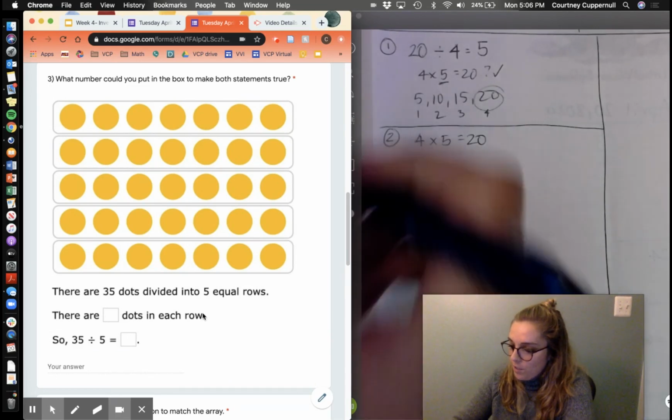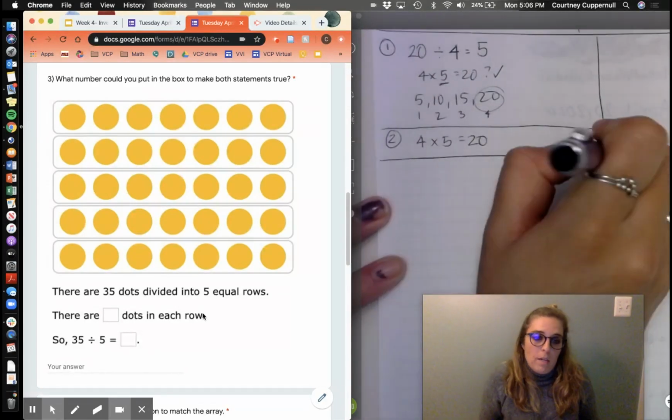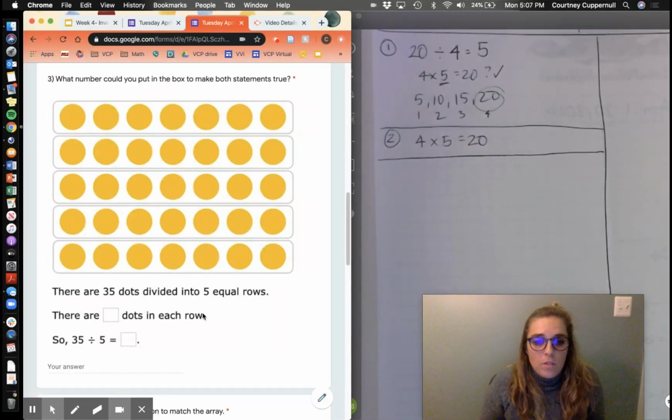So what you're going to do first here is read the statements. There are 35 dots divided into 5 equal rows. There are blank dots in each row. So it's your job to find out how many dots in each row. And then once we do that, we know we can solve that division equation.